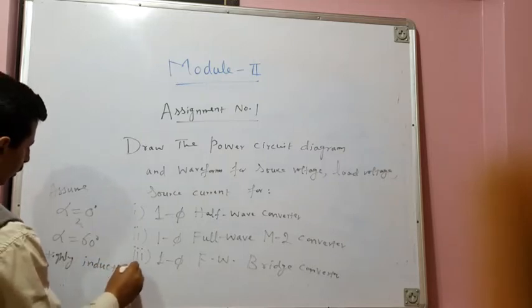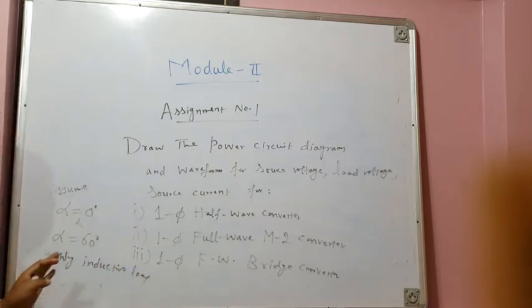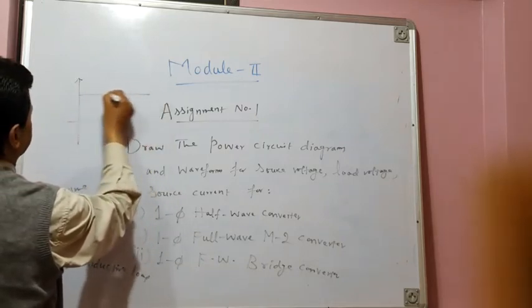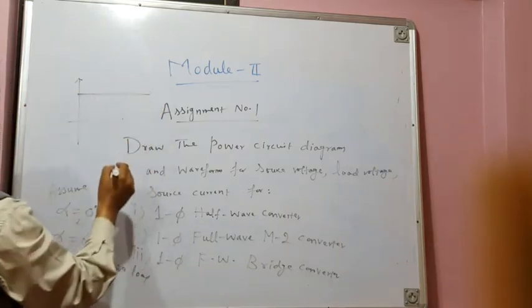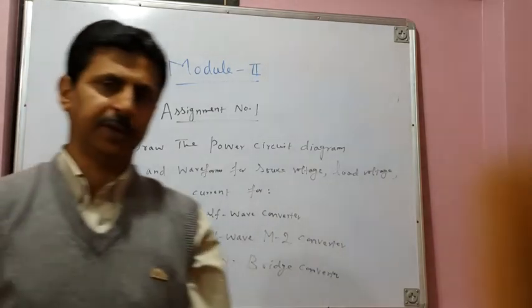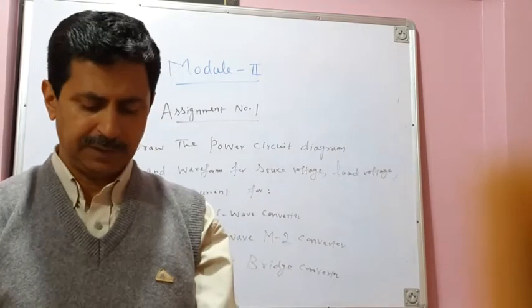Highly inductive load means that your load inductance is so high that your load current is smooth and ripple free like this. This is your load current, ID. Smooth and ripple free. It does not have any ripples.